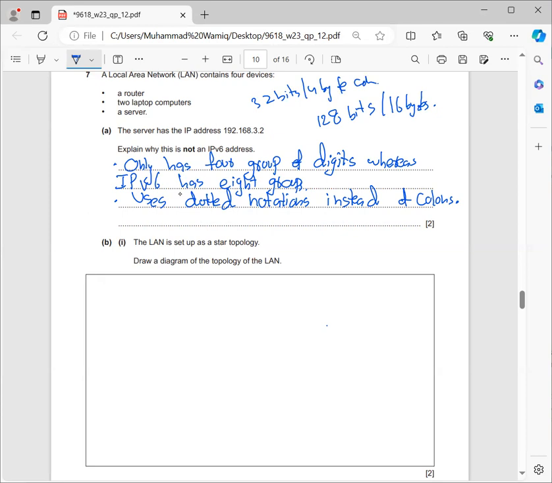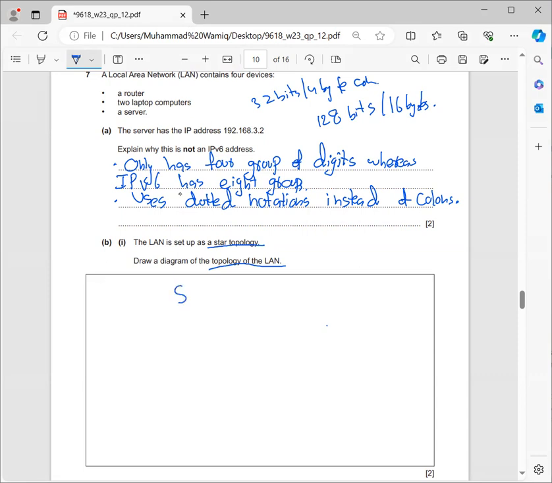The second part is that the LAN is set up as a star topology. Draw a diagram of the topology of the LAN. Now you do not need to create the topology of a star. You need to create a topology of a local area network that is connected with this, like it has a router, 2 computers, and a server.